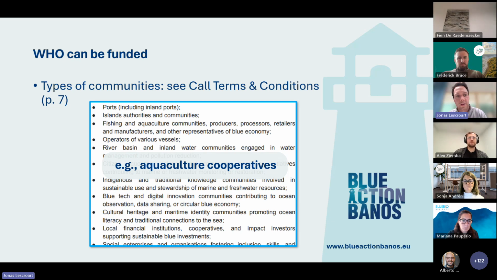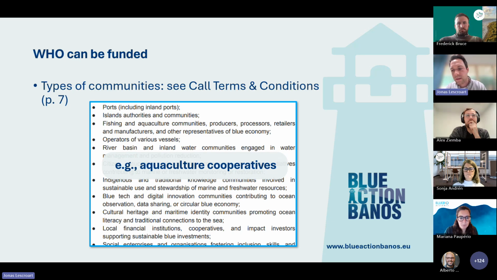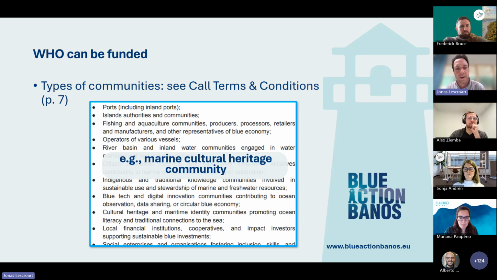And there is a lot of talk about communities. Certainly within the community-led actions, they should be led by a community, and the transition agendas should be aimed at or developed by a community as well. And the types of communities, to clarify this, because it's a hard concept to define, we also have a list of what we see as a community in the terms and conditions of the open calls. This is on page 7 of the terms and conditions. And this will list things like aquaculture cooperatives, marine cultural heritage community, social enterprises for blue skills development, environmental protection communities, and so on. So please refer to this list if you're not quite clear on what a community can be.